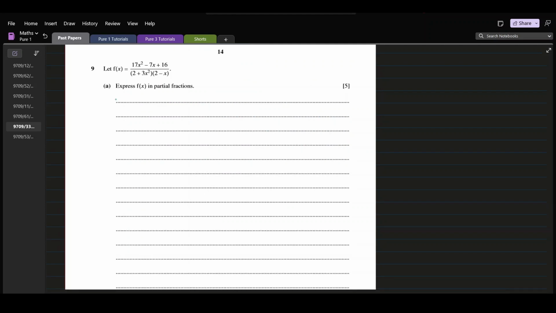Number 9, let f(x) equal (17x squared minus 7x plus 16) over ((2 plus 3x squared) times (2 minus x)). Part A, express f(x) in partial fractions.